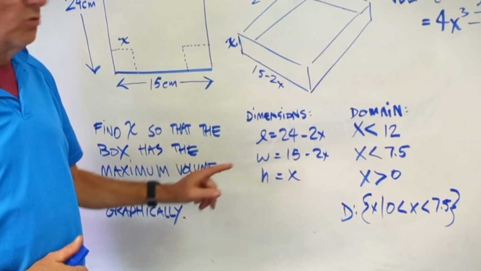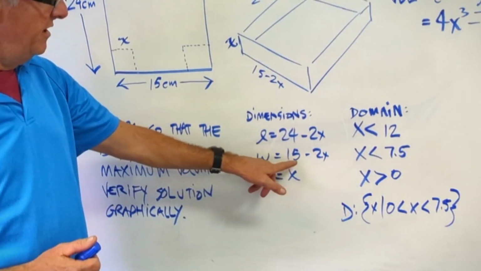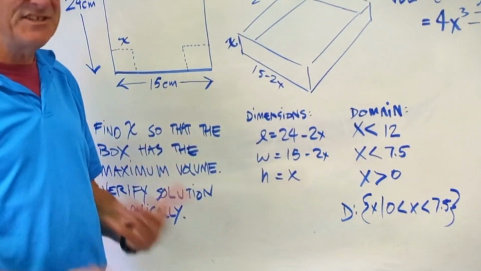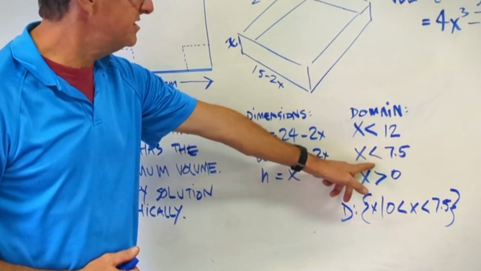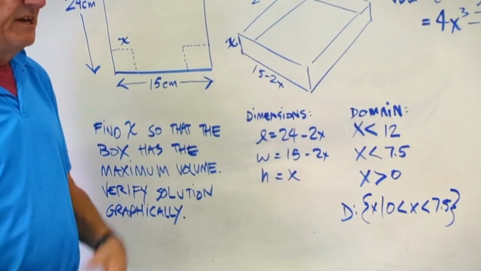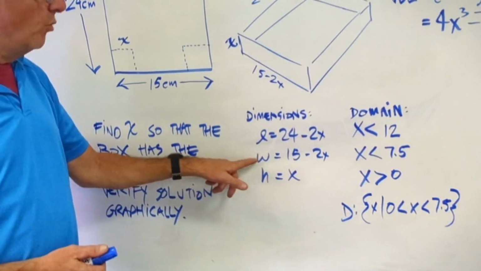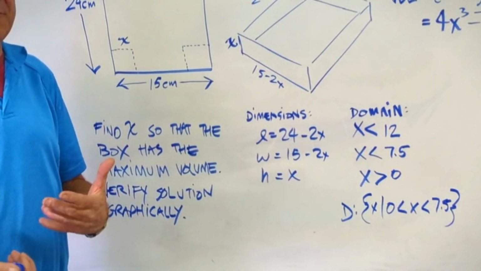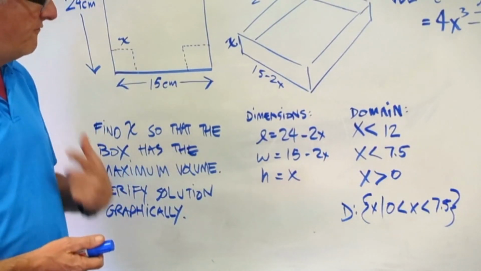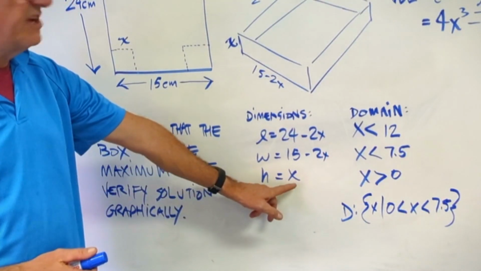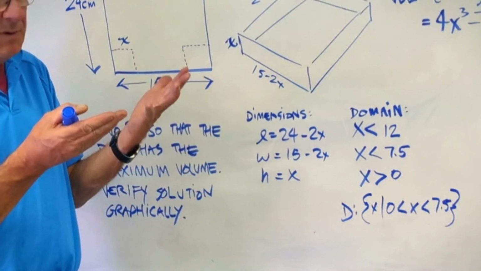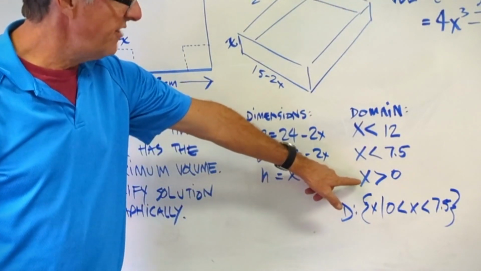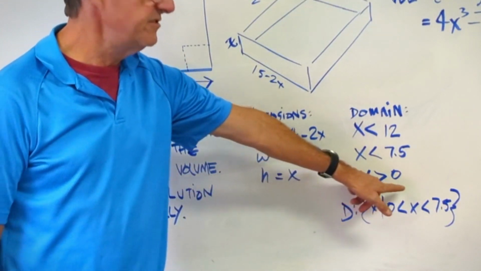Now with width, we're restricted a little further. 15 minus 2x has to be bigger than 0, so that means x has to be less than 7.5. If it's 7.5 or bigger, the width is going to be 0 or negative. We can't have that. Finally, the height, which is x, can't be negative. The height has to be positive, so the restriction on the height is that it has to be bigger than 0.